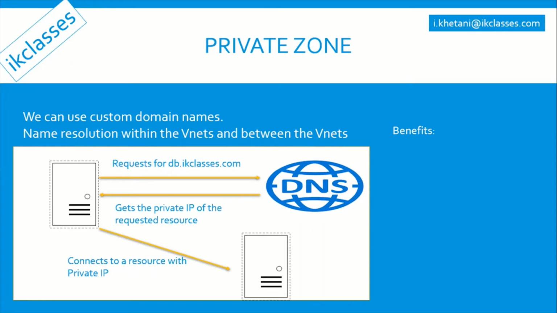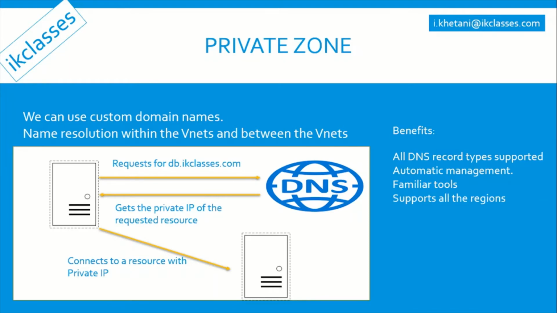So what are the benefits we have in Azure private DNS zone? Private DNS zone, like public DNS zones, supports all DNS records. You can have A records, CNAME, pointer records, and it's automatic management. You can create a link in your private zone, and whenever you deploy a VM, it will register itself automatically. We don't need to go to the zone and add the record for that particular VM. And we have the familiar tools, and most important, it supports all the regions. So it doesn't matter where you are deploying your resources, you can use a private zone.